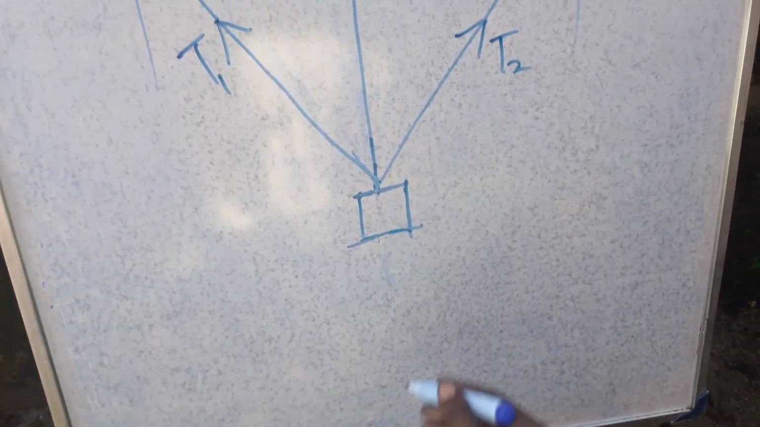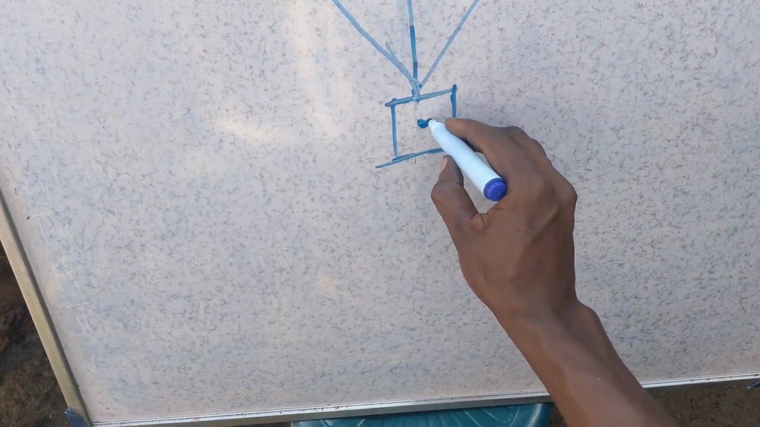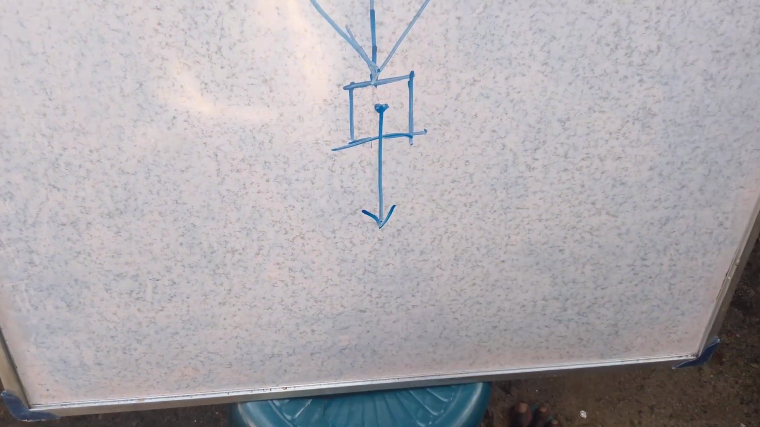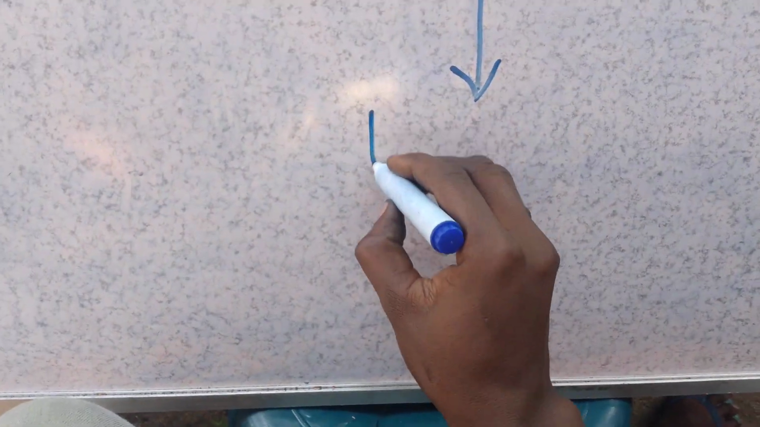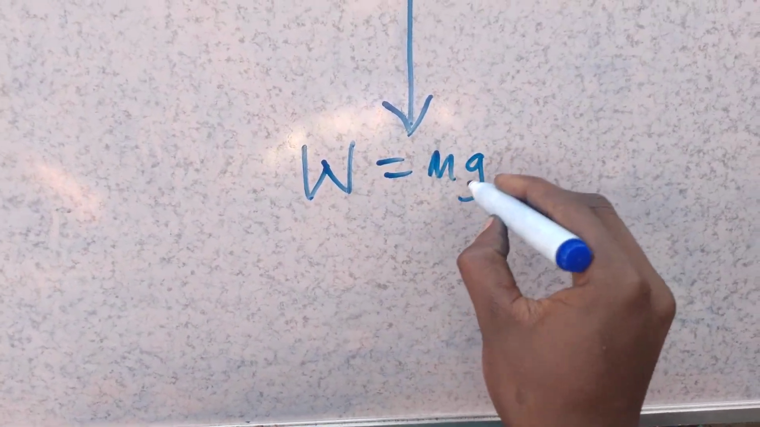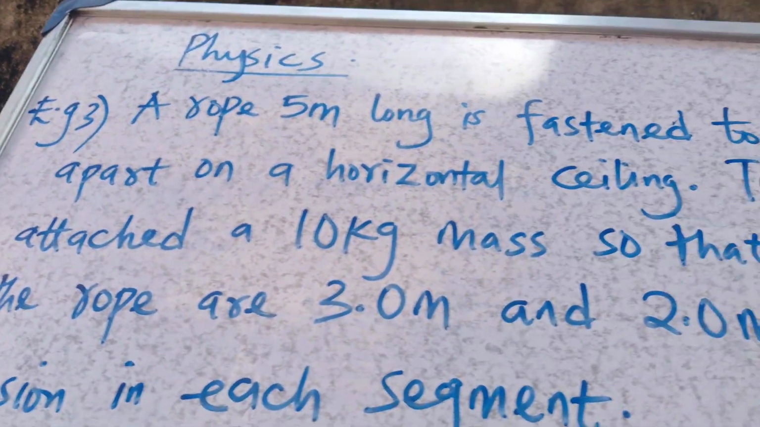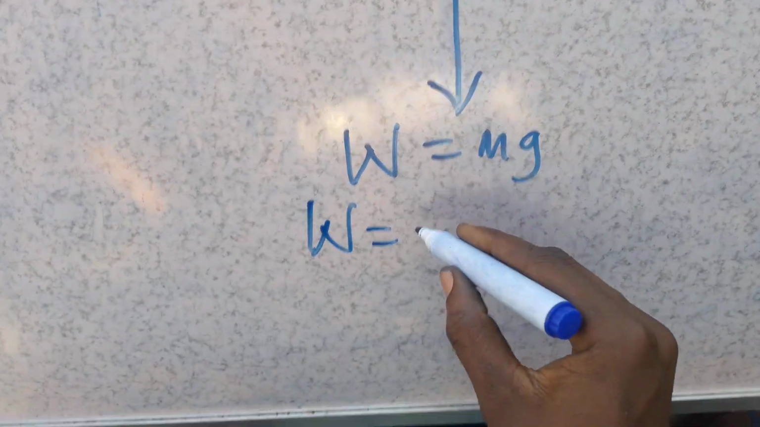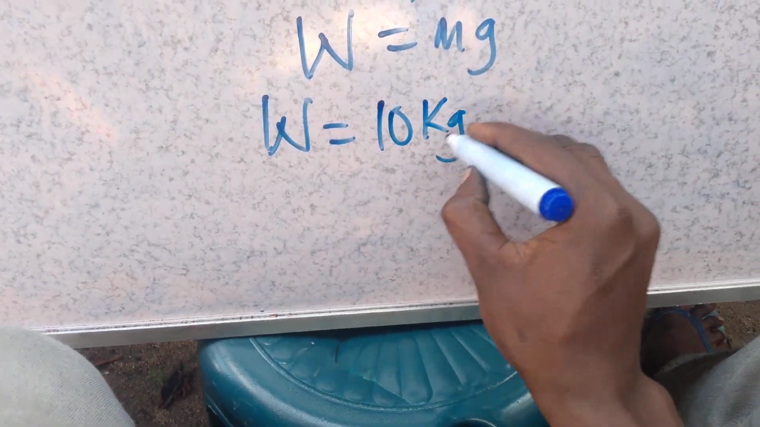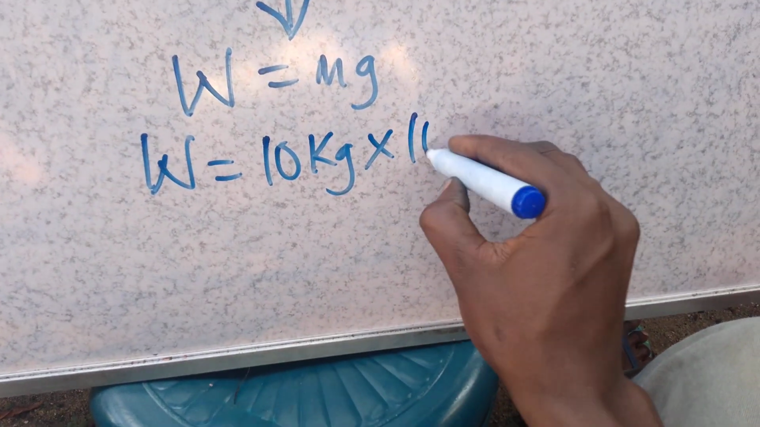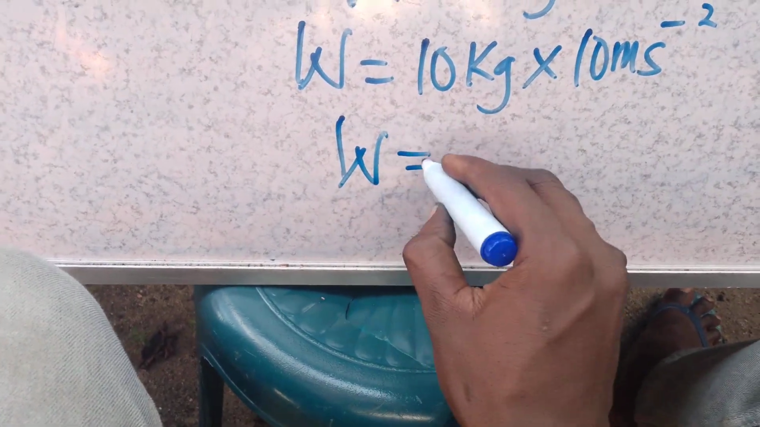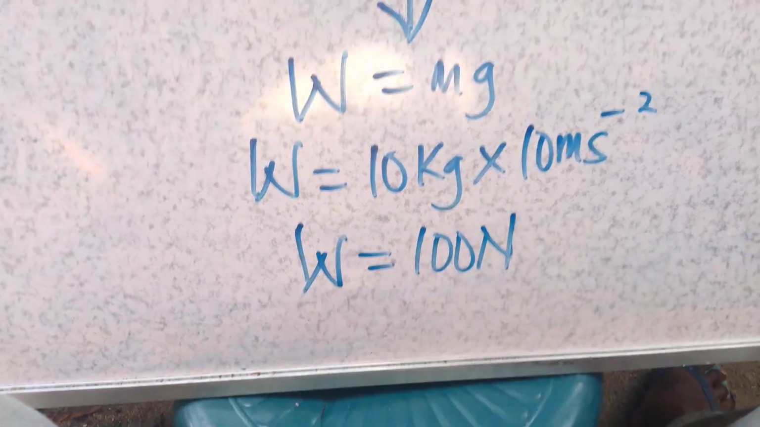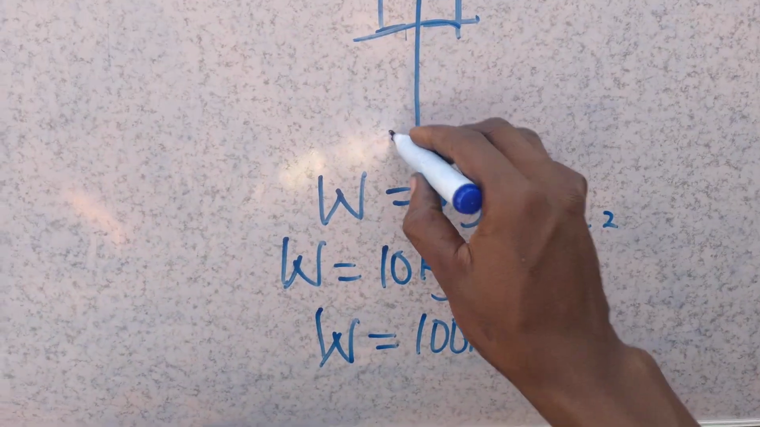Now, this mass will have a weight which will act vertically downwards, and I'll say that my weight W is equal to mg. If you look at this, it's a 10 kilogram mass. So 10 kilogram multiplied by acceleration due to gravity, 10 meters per second square. So 10 times 10, my weight will be equal to 100 Newton. Okay, the weight is 100 Newton.